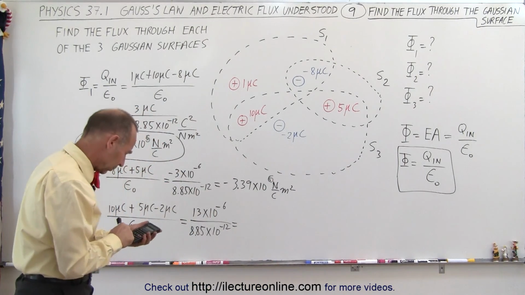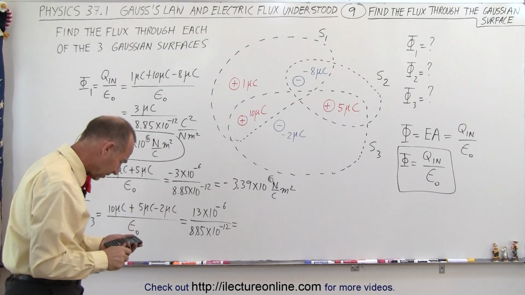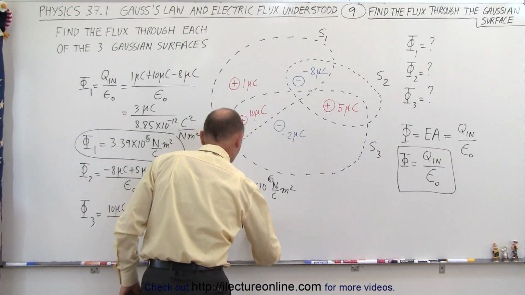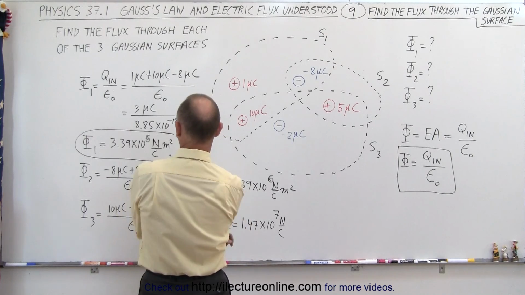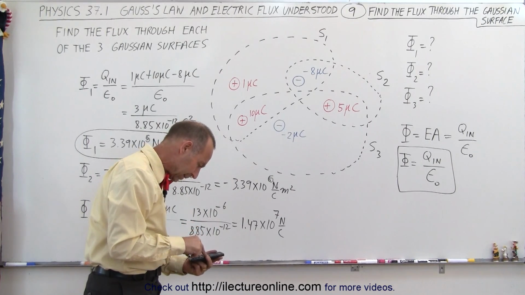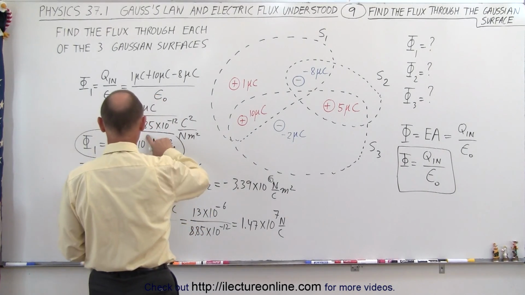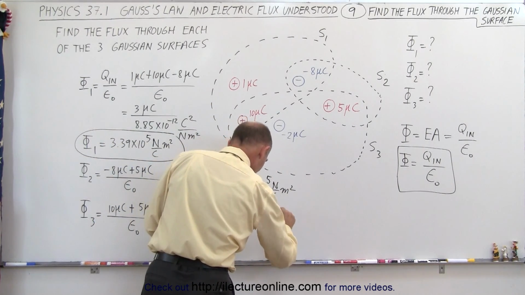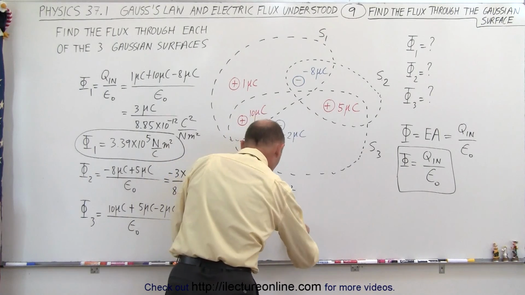And let's see what we get here. 13 e to the minus 6 divided by 8.85 e to the minus 12 is 1.47 times 10 to the 7th newtons per coulomb. Am I doing that right? Let me take a quick look here. 1.46, I think I was off by a factor of 10. My eyesight is not as good as it used to be, and I don't always see the decimal point, but that's 1.47 times 10 to the 6 newtons per coulomb times meter squared.